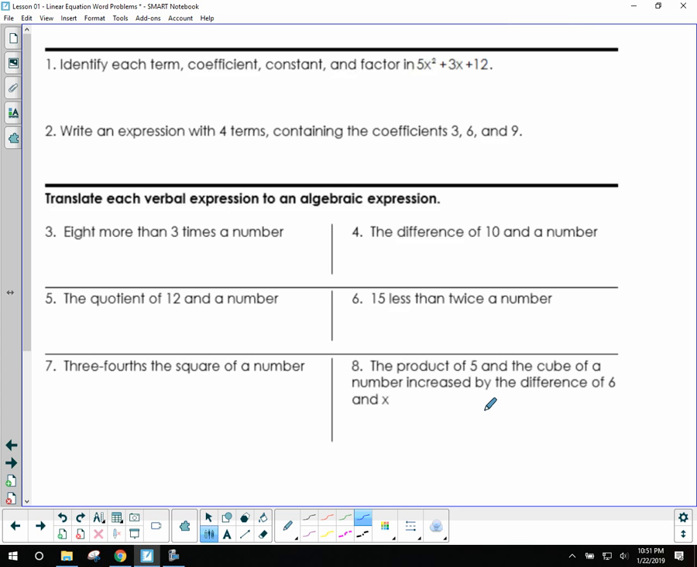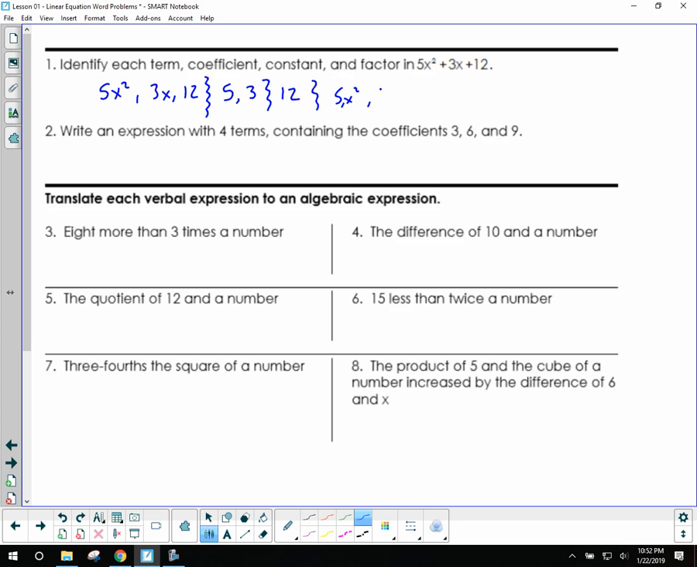Alright, we're back. Number 1 says identify the term, coefficient, constants, and factor. Just like what we did earlier by making the table. I'm going to start off with terms first. 5x squared, 3x, 12. These are going to be the terms. Next would be coefficients. So 5, 3. Constant would be 12. Factors would be 5x squared. Put a little comma there. 5 and x squared. And we have 3 and x.